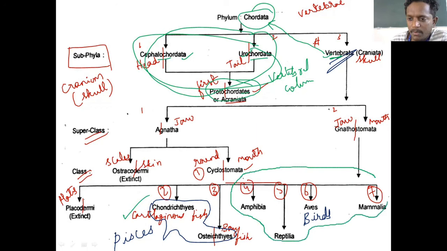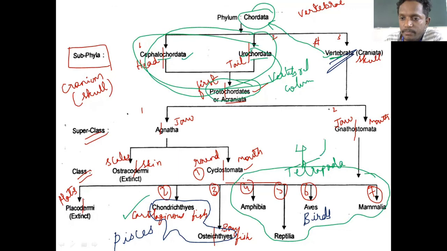What all are there? Amphibia, Reptilia, birds and mammals. This side you see, Chondrichthyes and Osteichthyes belong to superclass Pisces. So some taxonomists label this Amphibia, Reptilia, birds, that is Aves, and mammals as, this is a common term you should be knowing, superclass Tetrapoda. Tetra refers to four, poda refers to what? Legs.